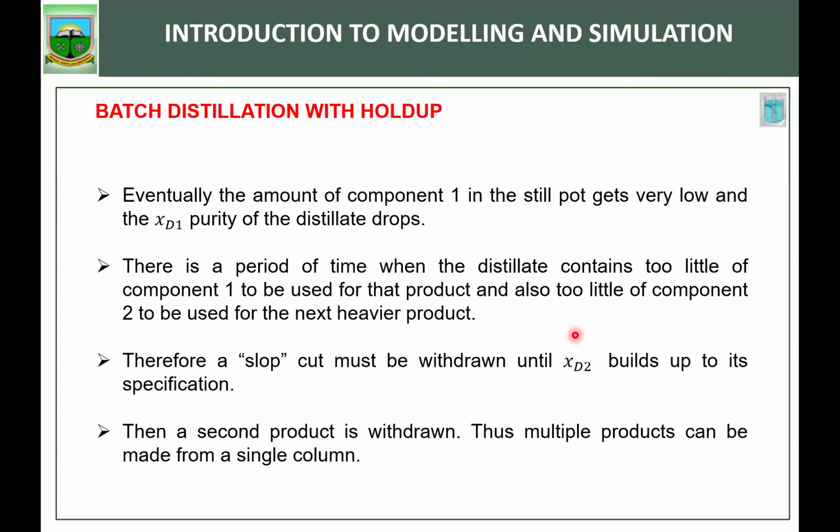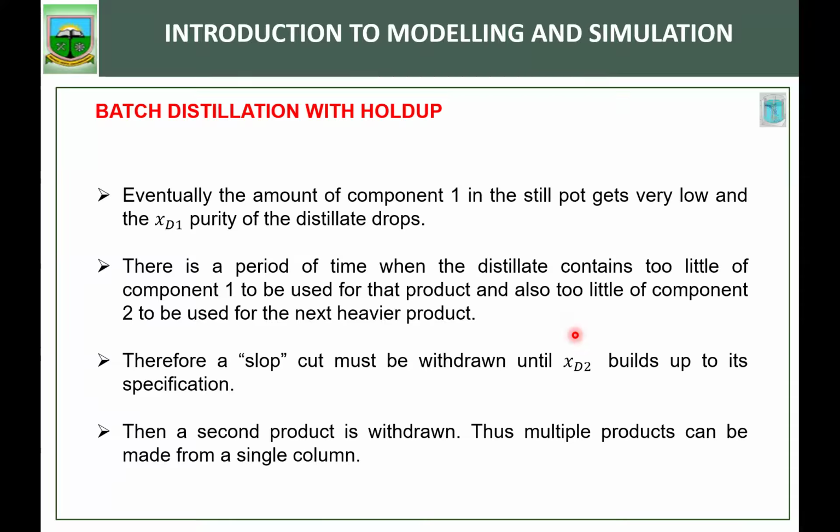So when you keep doing that, eventually the amount of light component, which is component one, in the pot will reduce because the majority of it has been vaporized and withdrawn. So definitely, if you allow a good reflux, the amount of light component in the pot will reduce drastically. And this is due to the increase in the purity of the light components in the distillate.